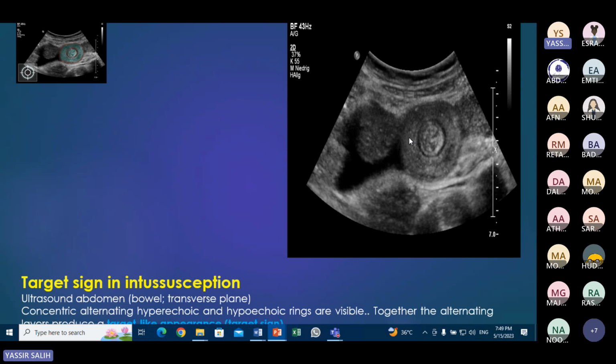What is the diagnosis? Target sign, the sign of what? The patient presents with abdominal pain and jelly stool. This is intussusception. The target sign is the sign of intussusception. We give you a hint that the patient has a clinical presentation of intussusception.